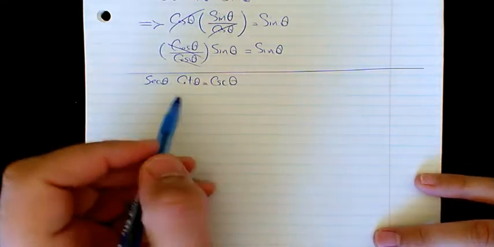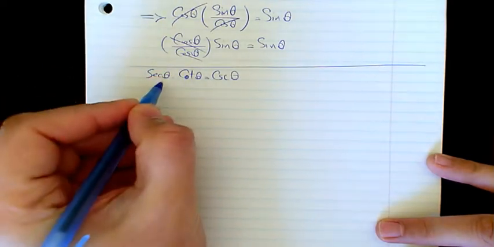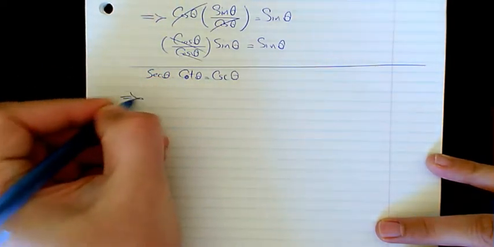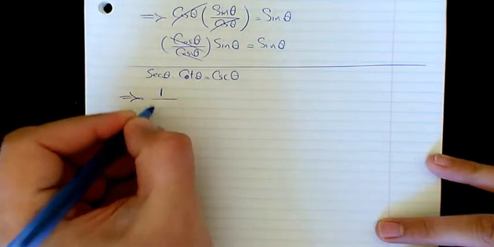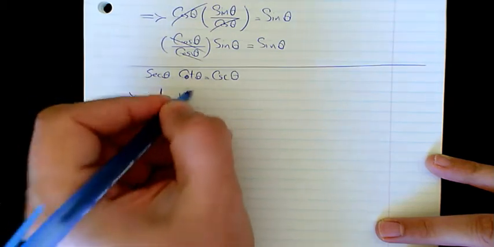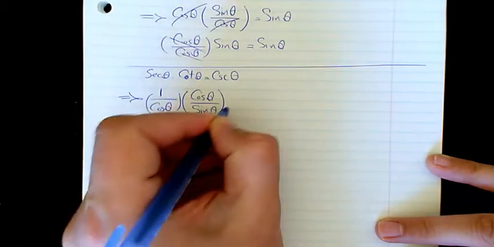In this video I want to show you how to prove this trig identity: secant theta times cotangent theta equals cosecant theta. So secant, as you know, is equal to 1 over cosine, the inverse of cosine. And cotangent is cosine divided by sine theta.